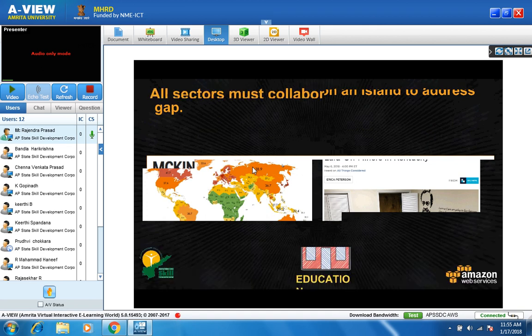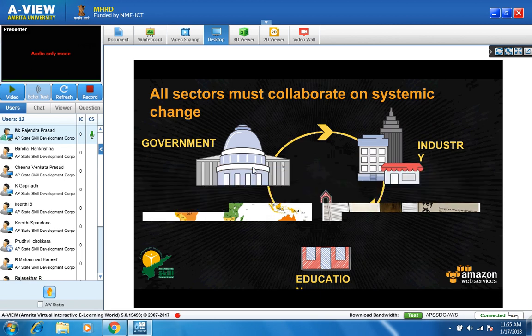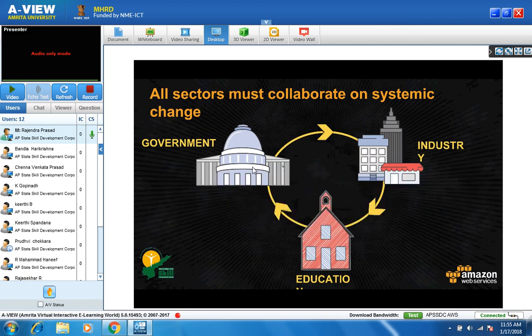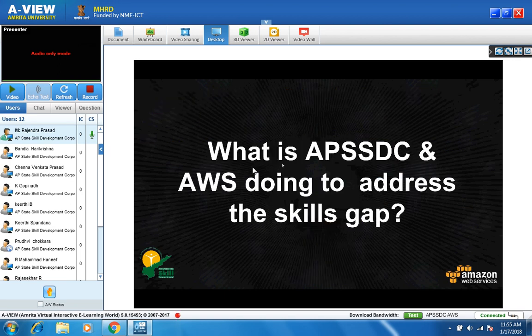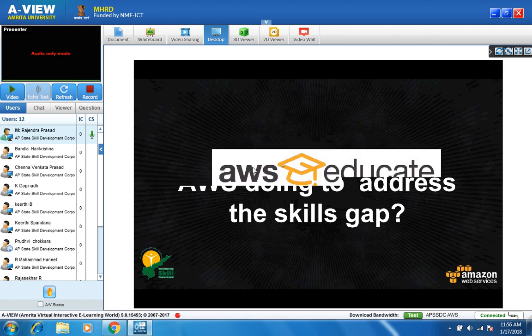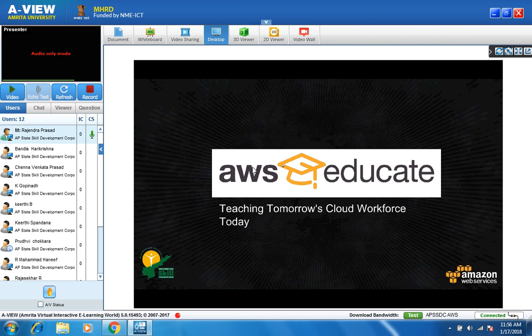I will not get into how the system actually works, but let us get to the role of AP State Skill Development and its collaboration with Amazon. As I already told you, AWS Educate is the education wing of AWS, which mostly focuses on giving cloud resources, cloud-related training, and cloud-related certification on AWS directly to students, educators, as well as institutions.